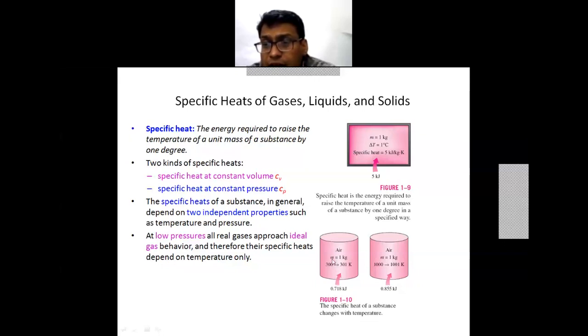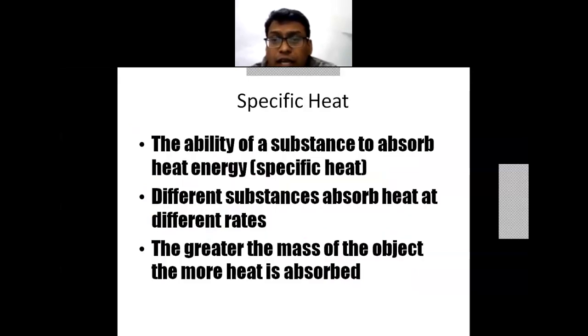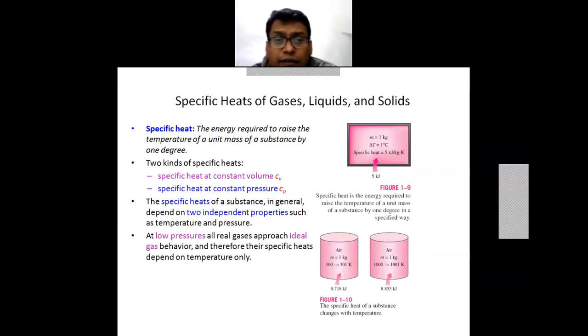For air of mass 1 kg, when it is heated from 300 Kelvin to 301 Kelvin, you require 0.718 kilojoules of energy. However, when the same mass is heated from 1000 Kelvin to 1001 Kelvin, you require 0.855 kilojoules. So temperature is one of the factors, and the rate is also a different factor.